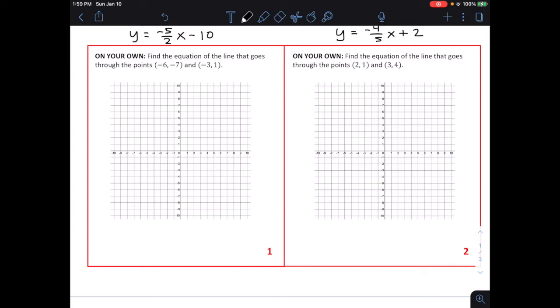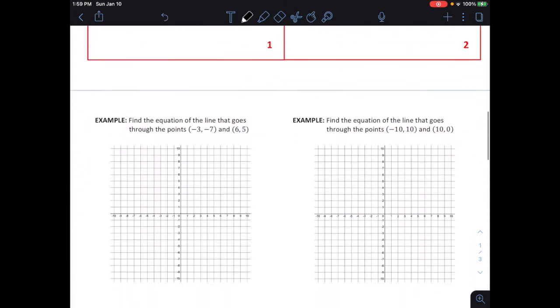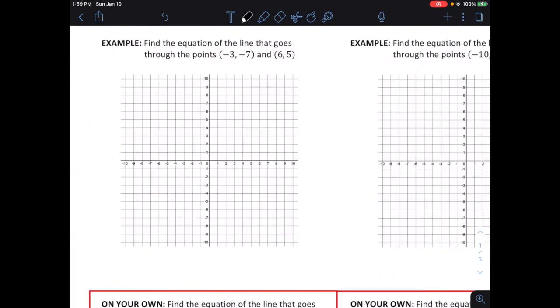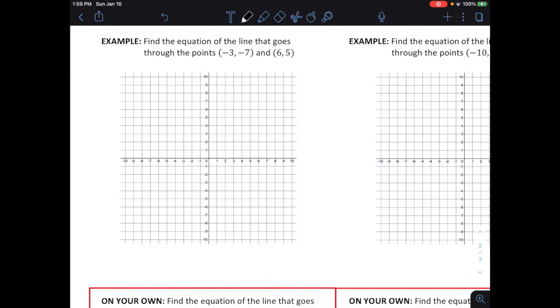All right, let's look at a couple of more examples. So let's see here what's going to happen in this first one. So again, the first thing I'm going to do is write down m equals b equals, because I know I'm going to look for both of those things. And then we have the point -3, -7. So we go -3, -7. So that's down here. Whoops, it didn't make a point.